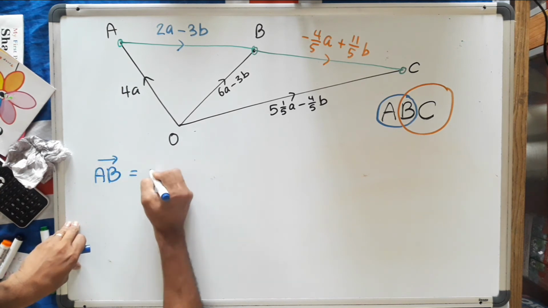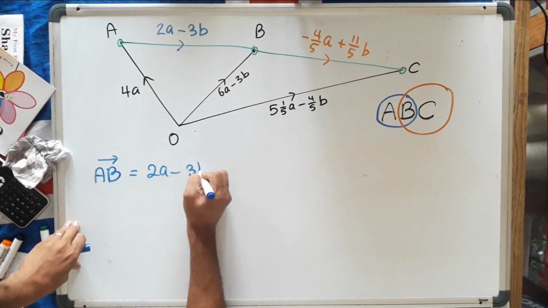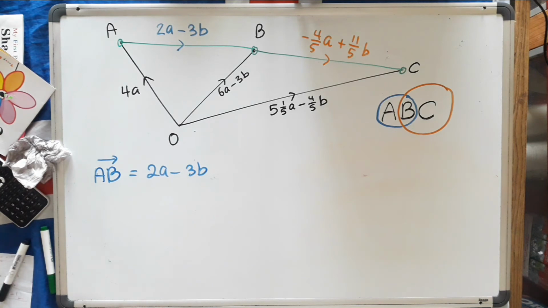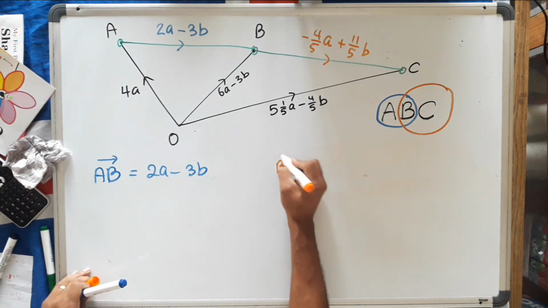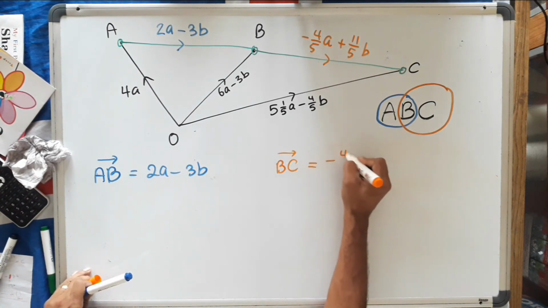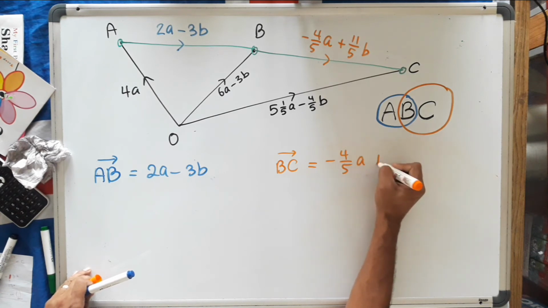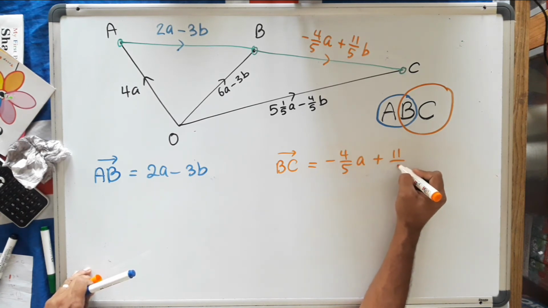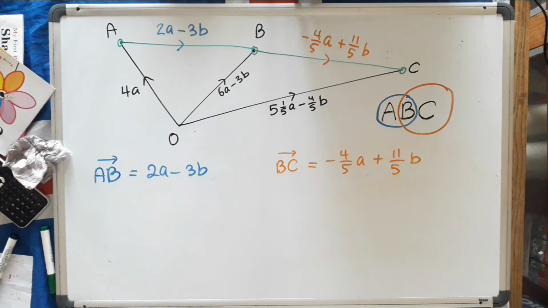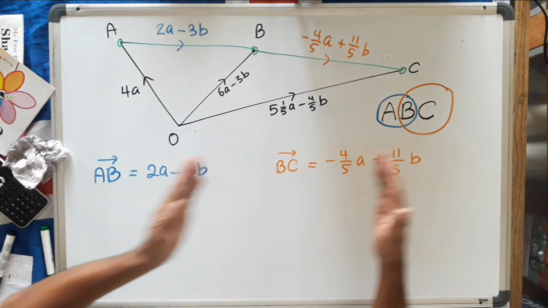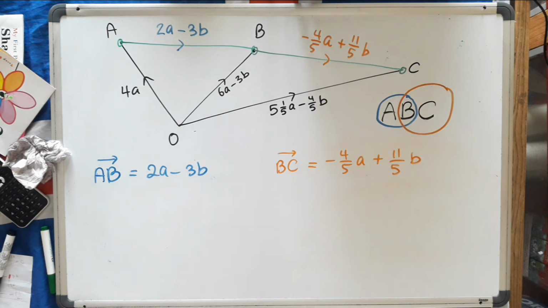AB is how much again? 2A minus 3B. And BC is minus 4/5 A plus 11 on 5B. Here's what we're going to do now. We're going to factorize AB and we're going to factorize BC, just like we did in parallel vectors.